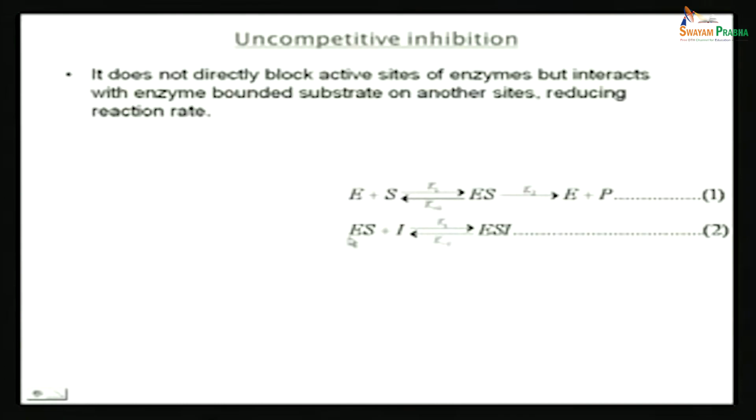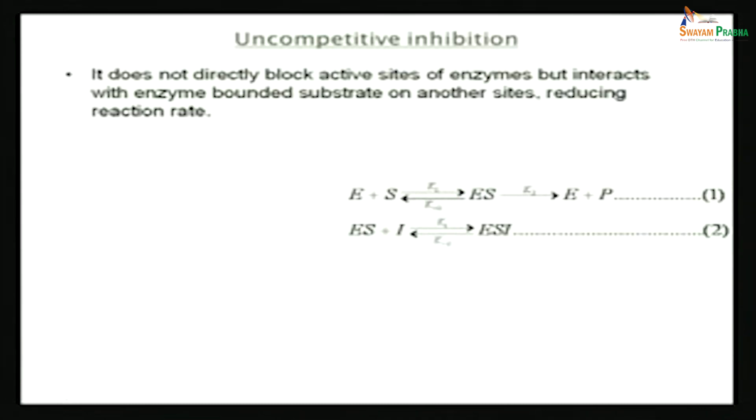In the first equation, it is always there, in presence of inhibitor and in absence of inhibitor. So that's E plus S giving ES, which generates E plus P, P being the product. The second reaction, last time in competitive inhibition, it was what? E plus I giving EI, which means that it was competing with the active site.